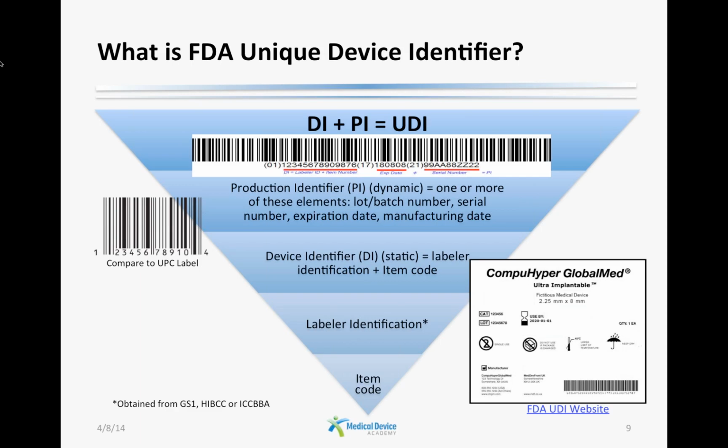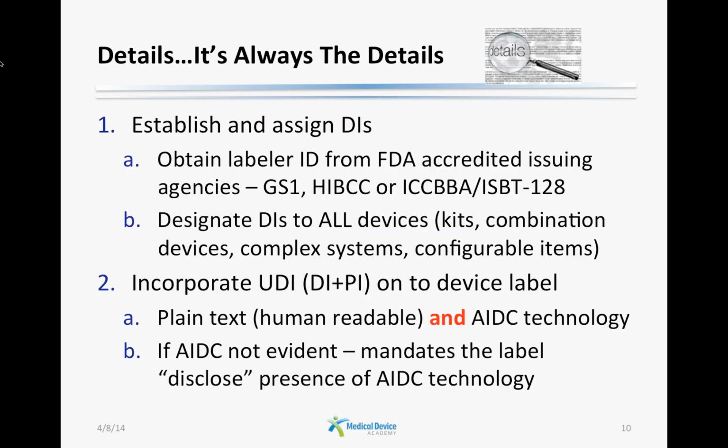There are several details that need to be attended to. If your company doesn't already have a labeler ID, it needs to obtain one. GS1 US Healthcare and Health Industry Business Communication Council, or HIBCC, are for medical devices. International Council for Commonality in Blood Bank Automation, or ICCBBA, is for medical devices of human origin that are regulated as medical devices.